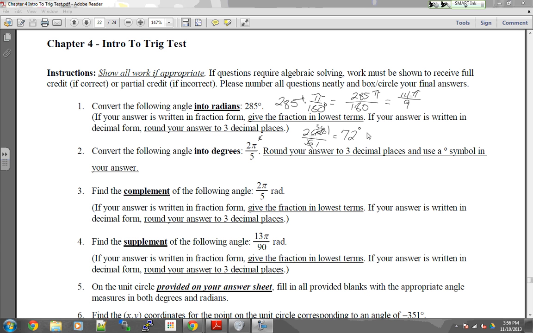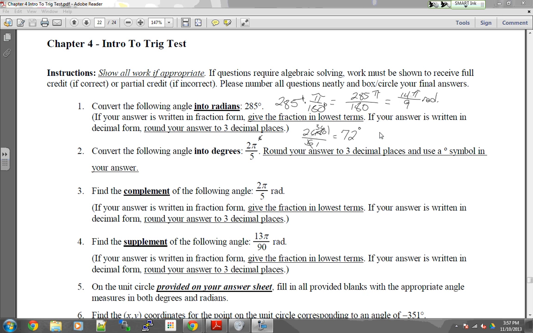Don't forget to write the degree mark. Just like here, you can put radians at the end. But especially here, don't forget that degree mark. Do not forget that degree mark. Alright, let's look at number 3.